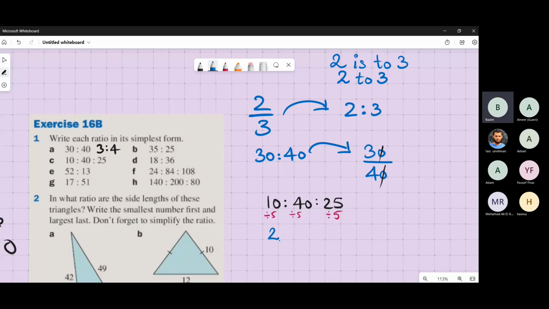Before 8, what will I put? "Is to". Then 8. Then "is to". Then 5. Okay.